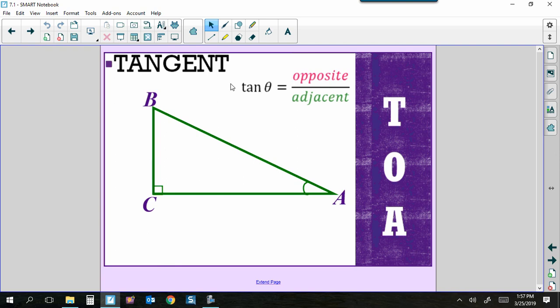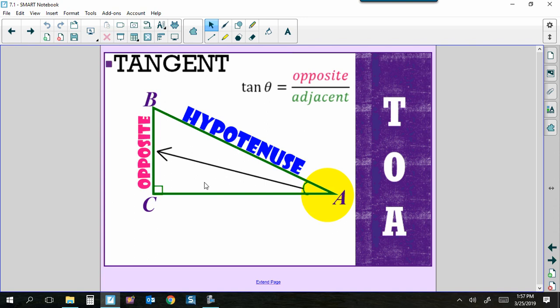Our third and final one is going to be tangent. Again, the abbreviated version of that is TAN, which is still pronounced tangent. So tangent of angle theta is equal to the opposite leg divided by the adjacent leg. Looking at our same diagram again, looking at angle A, we would say BC is opposite it, and the leg next to it, or adjacent to it, would be AC.